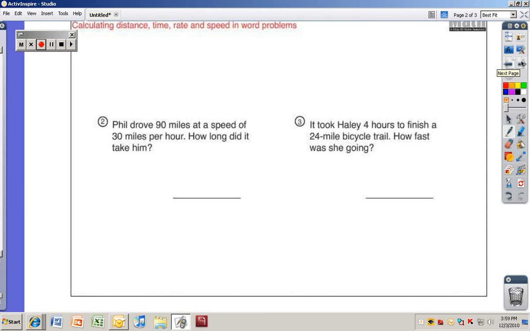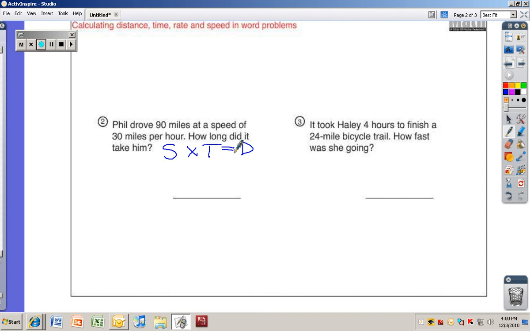Okay, you guys are going to help me on this one. Phil drove 90 miles at a speed of 30 miles per hour. How long did it take him? So remember, what's the first thing we do when we see these kinds of problems? S for Stinky. Stinky Tim died. What do I put in between these? S times T equals D. Good. Now I fill in what?